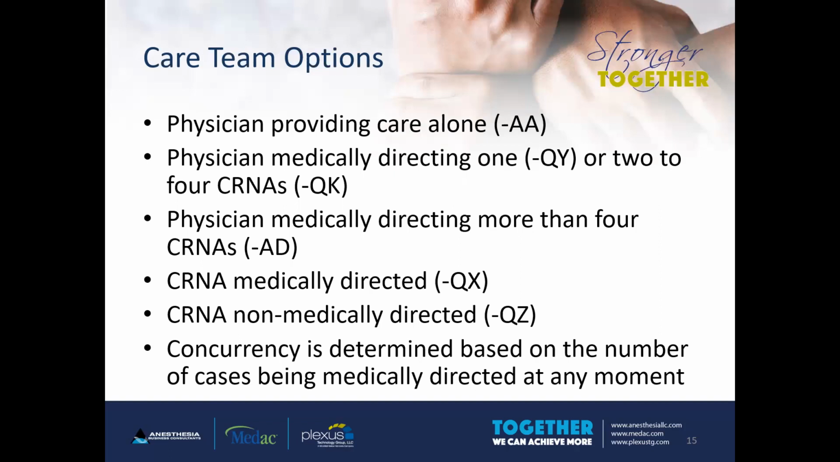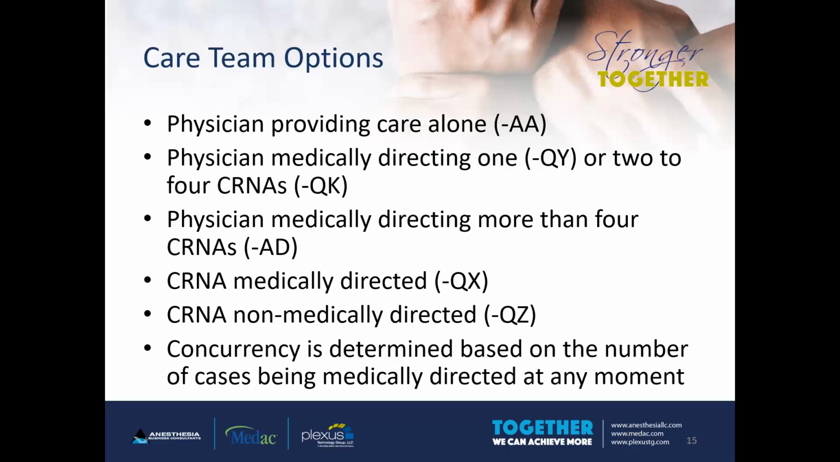Now, there are different models that groups will use across the nation. It may be that in your facility, you only have doctors. If so, then that's a personally performed case signified by the AA modifier appended to the anesthesia code on the claim form. But if you're medically directing, then the doctor's claim will have a QY on the claim form if they're only medically directing one CRNA. Now, if they're medically directing 2 to 4 CRNAs, then QK will appear on each of those claim forms for the medically directing doctor.